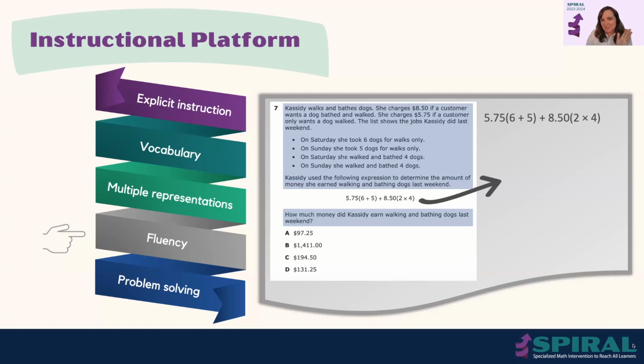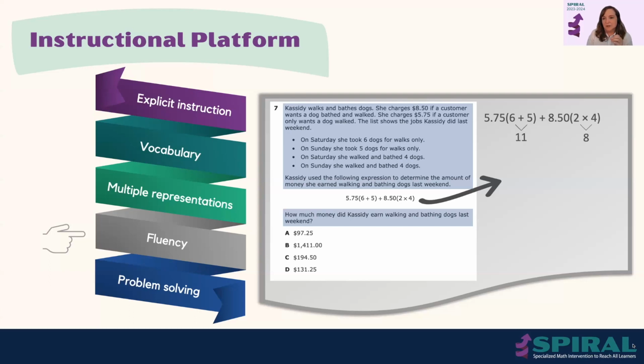So, not that I'm going to skip the reading. I think the reading is there and it's kind of helpful for situating where did I get these numbers from and what do these numbers mean? But I have to have computational fluency to be able to solve this problem.